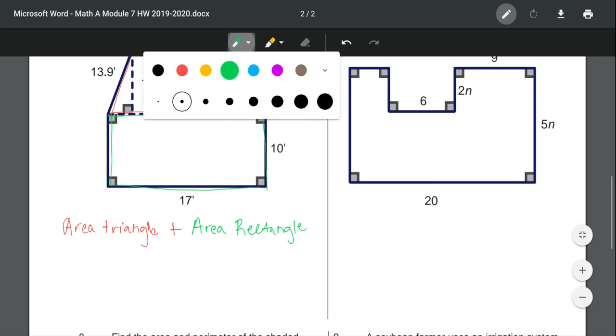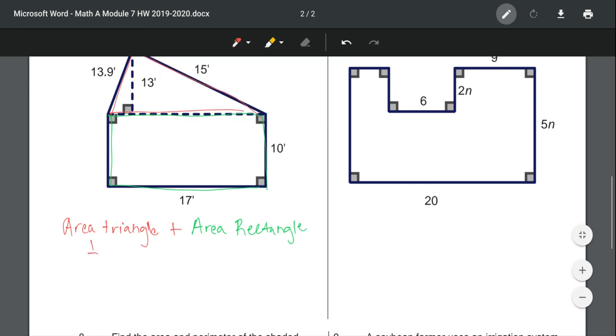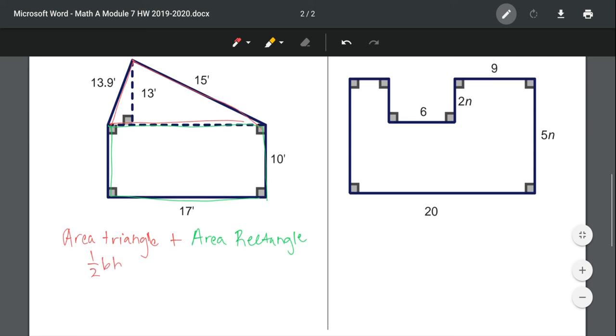The area of a triangle is 1/2 base times height. So let's figure out what the base and the height would be. The height is perpendicular to your base, so the height is going to be 13 feet. So 1/2 times the base times the height, which is 13. Now let's identify the base. The base is this length here that's dotted.